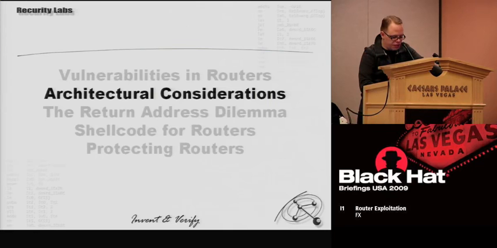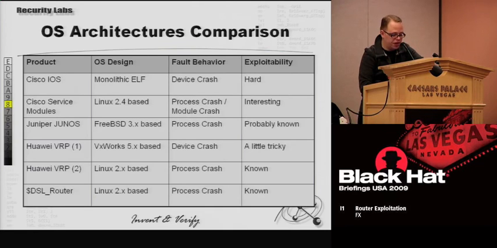So, now we know what vulnerability ways we potentially had, so what about the architectures? Here's a little comparison, the way I see the routing world. You take Cisco IOS. It's a monolithic ELF file. We're going to talk a lot more about that. Default behavior, if something goes wrong in the machine, is to crash the device, to reboot the entire machine. Therefore, and we're going to go way more into detail here, exploitation is really hard.